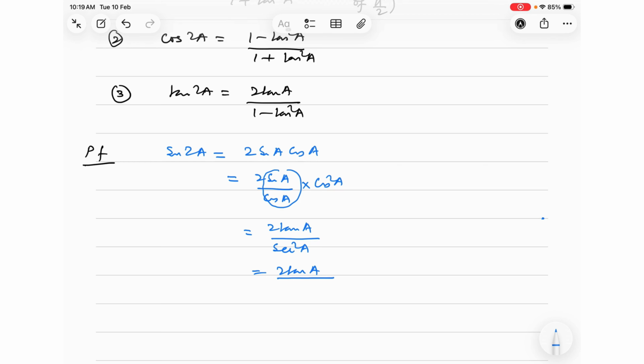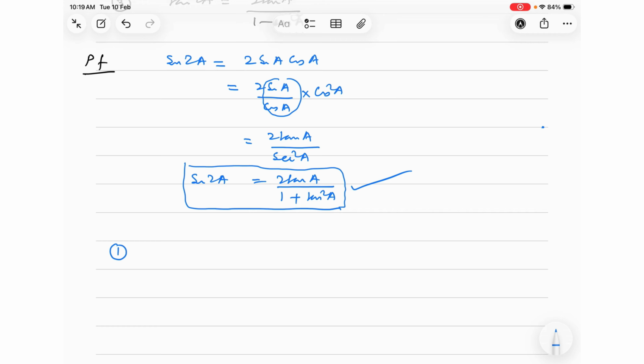Formula in terms of tan A, we already know that secant square is 1 plus tan square. Therefore we can write sin 2A completely in terms of tan A also in this manner. Very, very important formula for solving the problems.